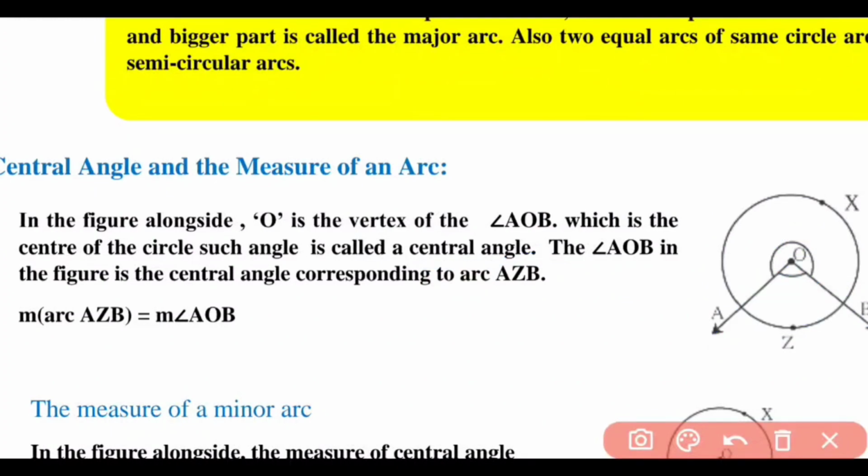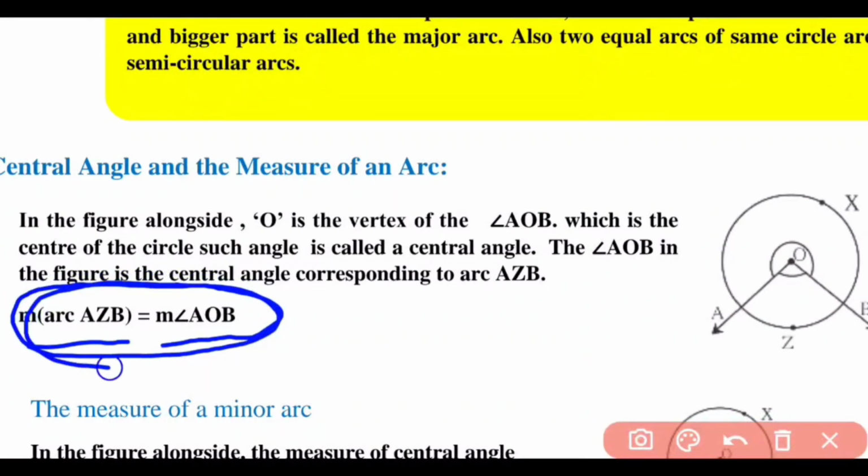So angle AOB is a central angle and its corresponding arc is arc AZB. That's why a central angle and its corresponding arc are always equal in measure. So the measure of arc AZB is equal to the measure of angle AOB. Central angle and its corresponding arc are always equal in measure. Now let us see how to find the measure of a minor arc.